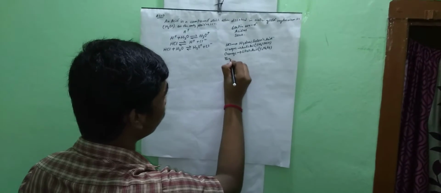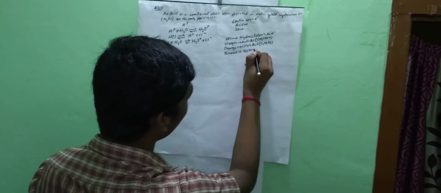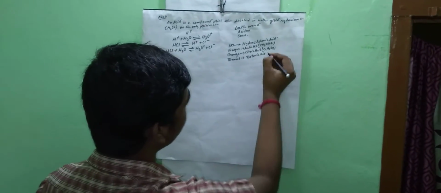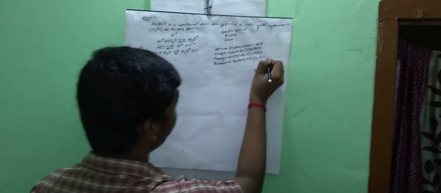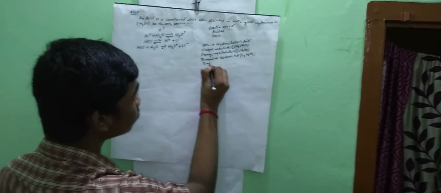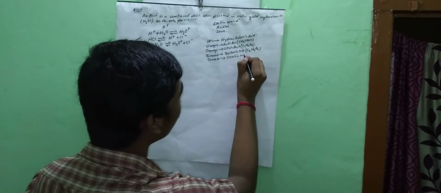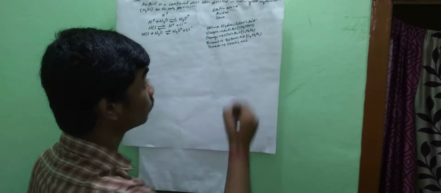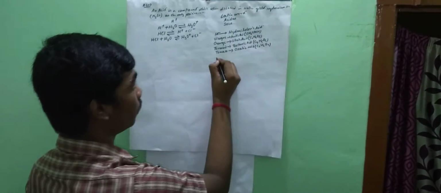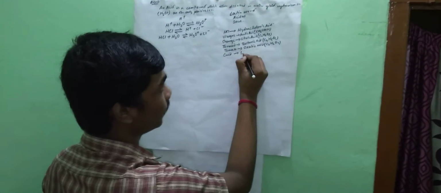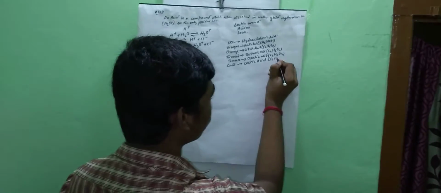In tartaric acid is found. Tartaric acid. The formula of tartaric acid is C4H6O6. In tomato, oxalic acid is found. The formula of oxalic acid is C2H2O4. In curd, lactic acid is found. The formula of lactic acid is C3H6O3.